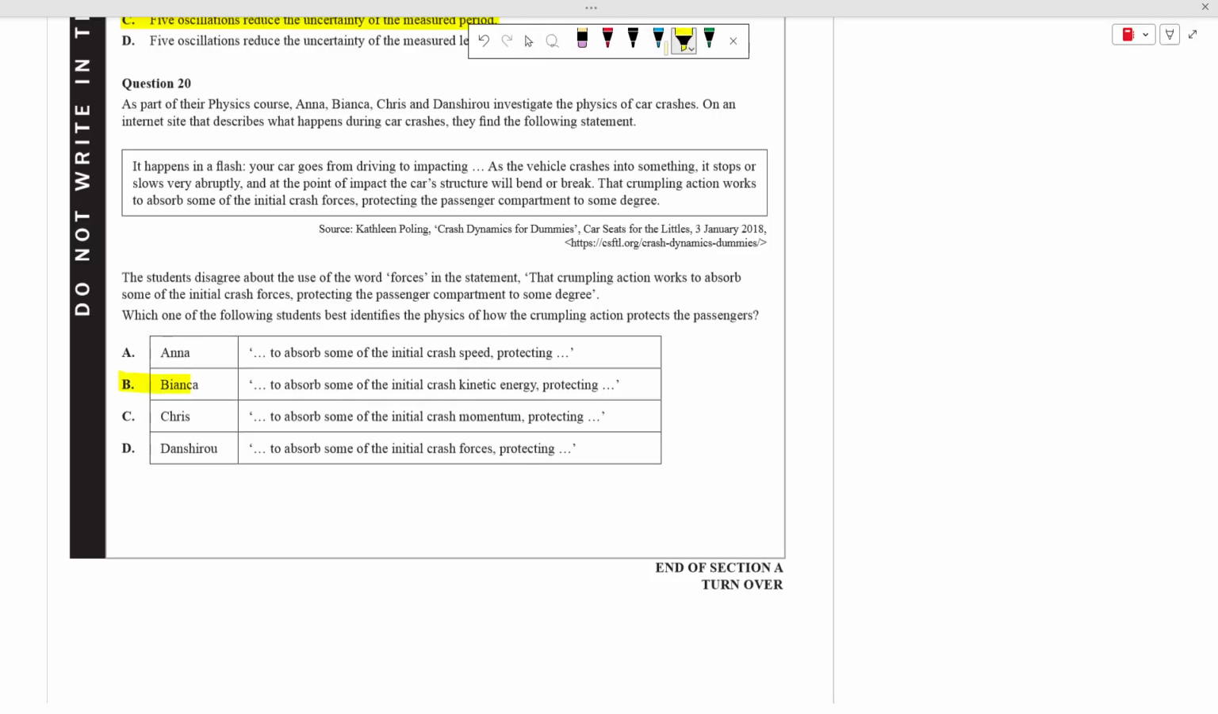It just makes the most sense. Momentum is a nice one, but I wouldn't call it momentum. You're not really absorbing momentum. I think just option B sounds the best there. Simply because it takes kinetic energy in order to actually change the structure of the car, to crumple that crumple zone.